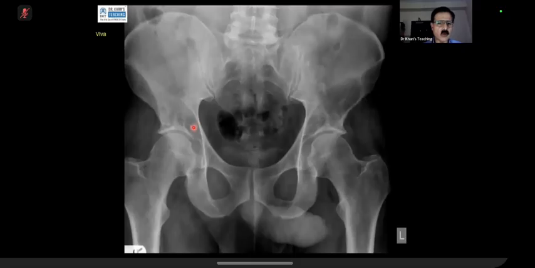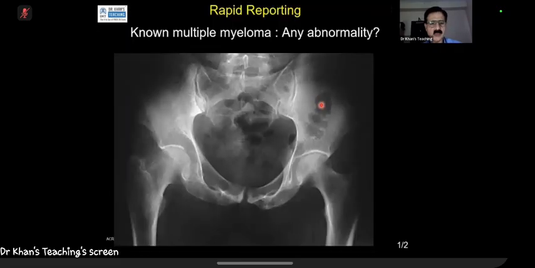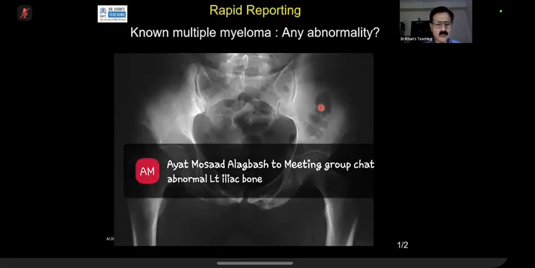Okay, normal or abnormal? Now this one is in the chat. For the chat, normal or abnormal? Yes, please. If it is abnormal, give me what is the abnormality. Yes, please. Left, very nice. So there is a lytic lesion here. There is a lytic lesion here. Well done. Okay, in the chat, normal or abnormal?